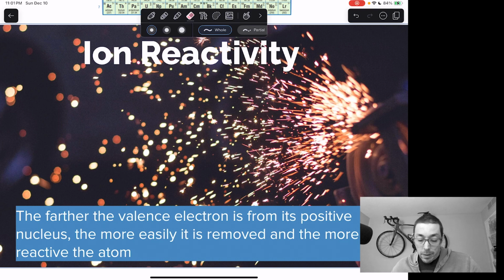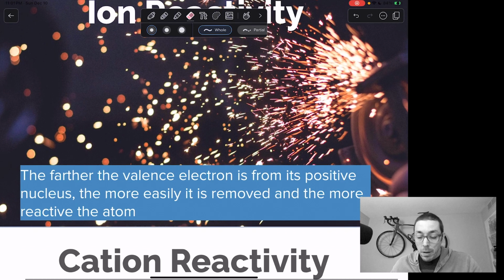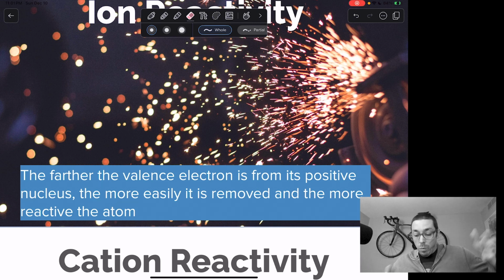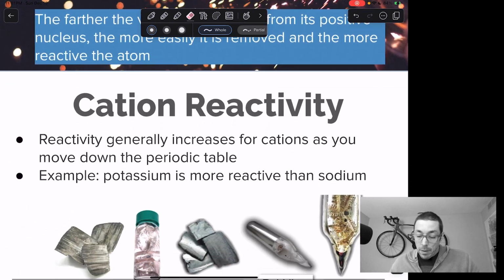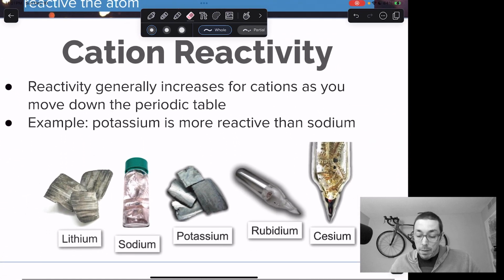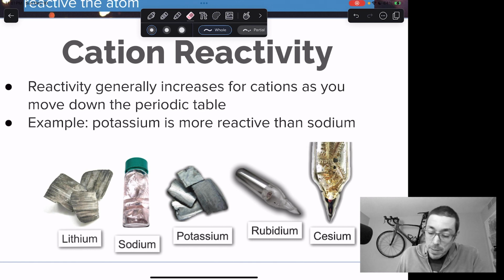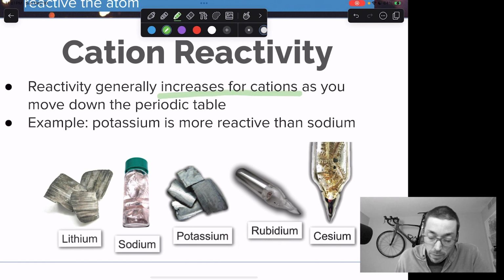So the idea is the further the valence electron is from the positive nucleus, the less tightly it's held. It doesn't have that positive charge pulling on it as tightly because it's farther away. So that electron is more easily removed, and that means that atom is more reactive. And so the trend for reactivity is basically the same as the trend for atomic radius. Reactivity for cations increases as you move down the table.